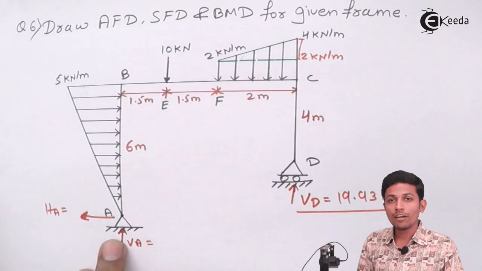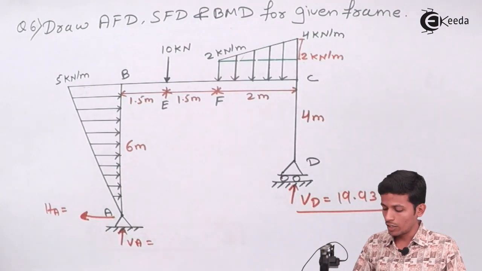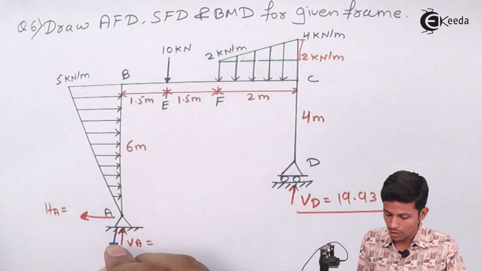See, we drew it upward, we have to draw it downward now. This is your main part now.